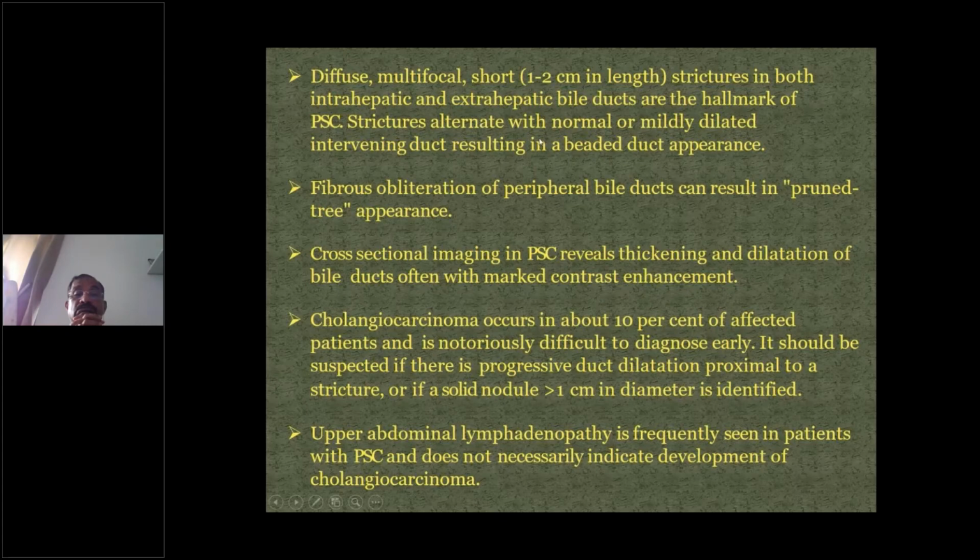The strictures alternate with the normal or mildly dilated intervening duct, resulting classically in a beaded duct appearance. Sometimes the peripheral bile ducts may be obliterated by fibrosis, which can result in a pruned tree appearance. And on cross-sectional imaging like ultrasound or CT scan, normally there will be dilatation of the bile ducts, often associated with thickening of the wall and contrast enhancement. The most important complications are primary biliary cirrhosis and cholangiocarcinoma.